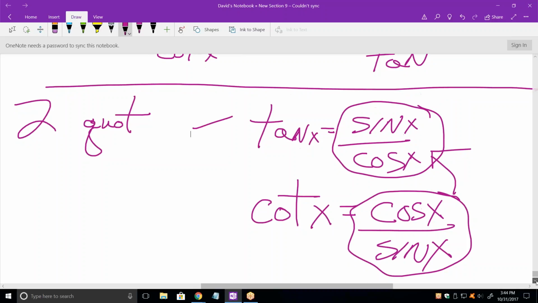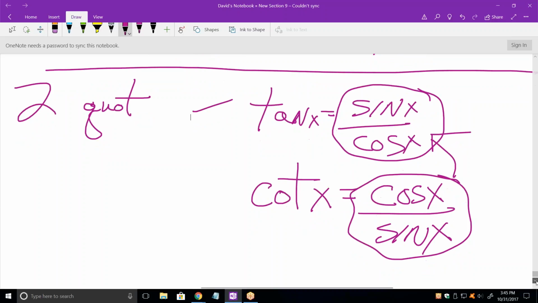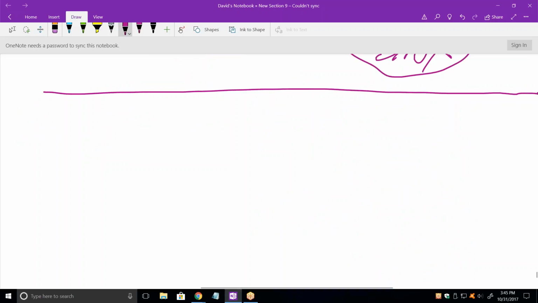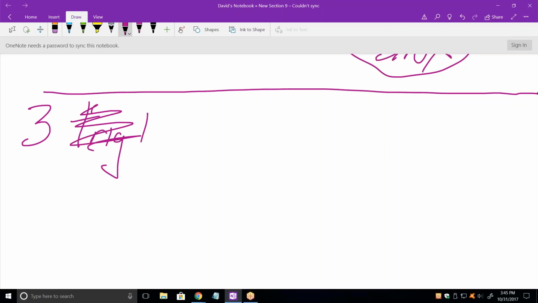Now let's talk about the 3 trigonometric identities. And those are the 11 that you have to remember. You've got to remember 6 reciprocal, 2 quotients, and 3 Pythagorean identities.